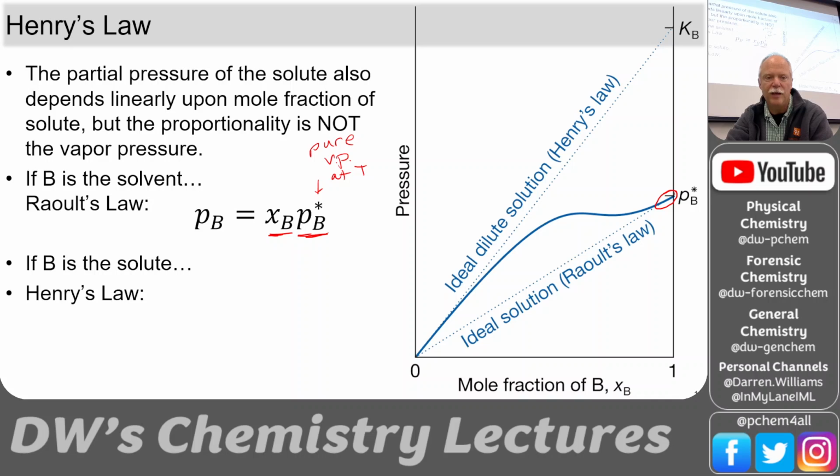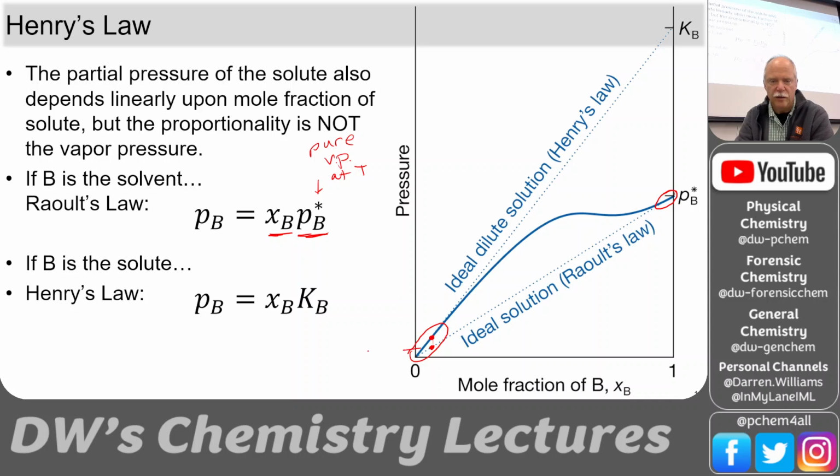But Henry's law, if B is the solute, so now you have B down here. Clearly, if we have zero B, we have zero vapor pressure. But what if we have 5% B? Then we have 5% of the Henry's law constant. If we were to say 5% of Raoult's vapor pressure, we'd be right here, and you see that's not accurate. We would want to say 5% of KB would give us an accurate value.